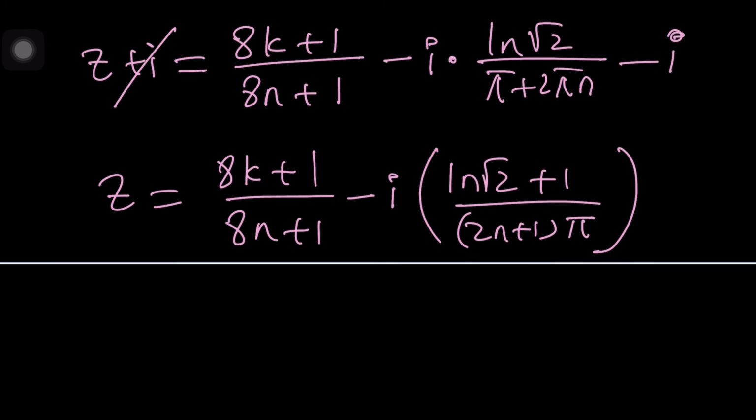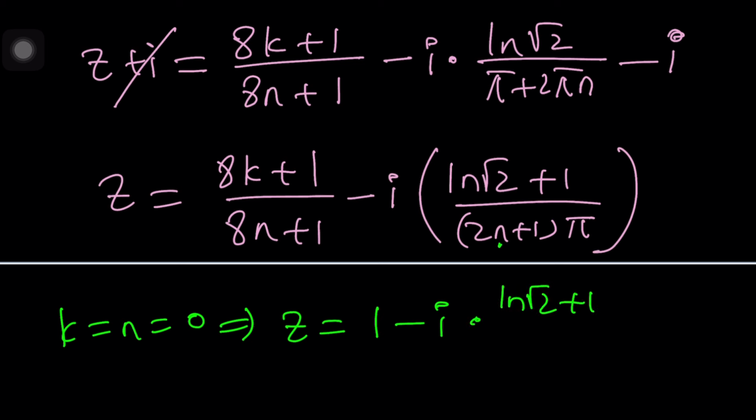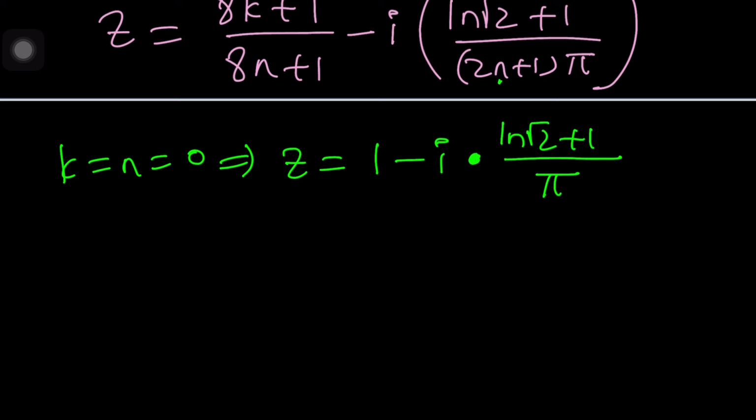But we can go ahead and replace k and n with 0 at the same time to get the simplest solution, simplest looking at least. 1, nice. The real part is 1, and then we have an imaginary part, but this is going to be ln root 2 plus 1. We can simplify this, but that's not necessary. It will be pi here. So it's kind of like a complex number in standard form, a plus bi, but that's just the principal value, because there are infinitely many values up to n and k, right?